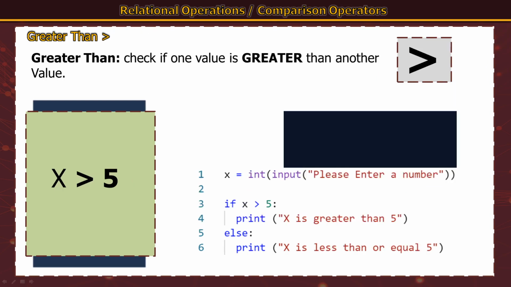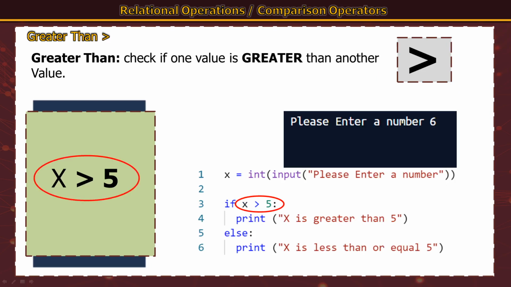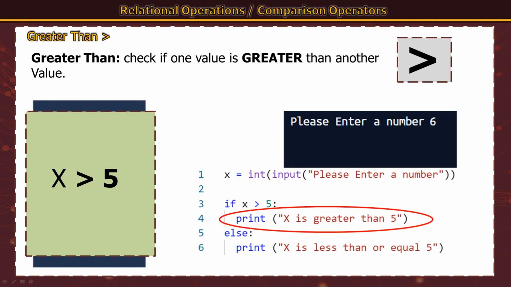Greater than checks if one value is greater than another. So on line 1 here, I've entered 6. On line 3, we check if 6 is greater than 5, which it is. So in this case, it would go inside the if statement and it would print out x is greater than 5.